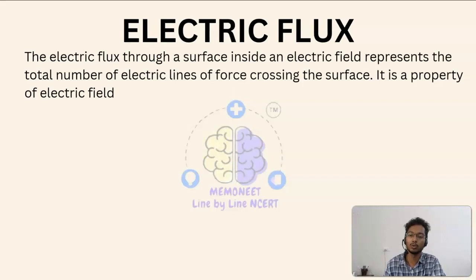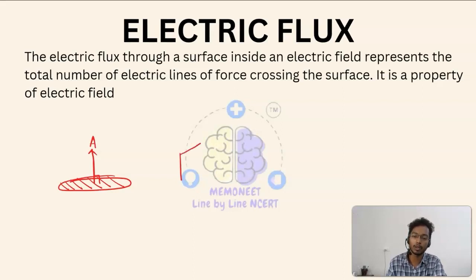Flux, I just want to tell about the area vector of different shapes. Let's say we have a circular plate here. In the circular plate, the area vector will be in which side? It will be perpendicular to the surface area. So this will be the area vector. Let's say we have a square plate, and the area vector will be perpendicular to this.